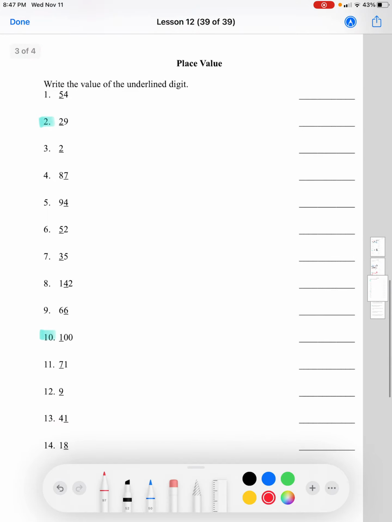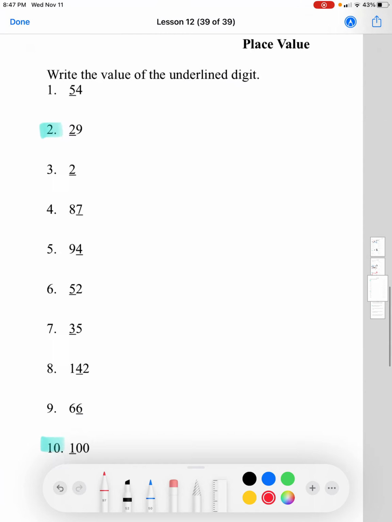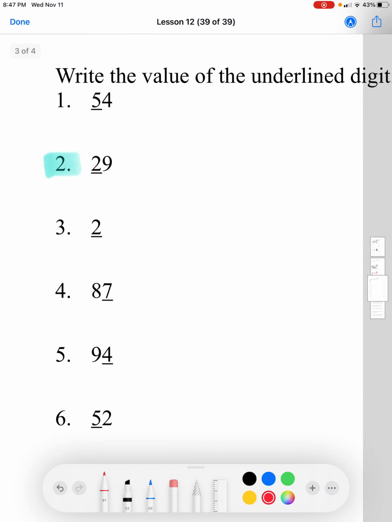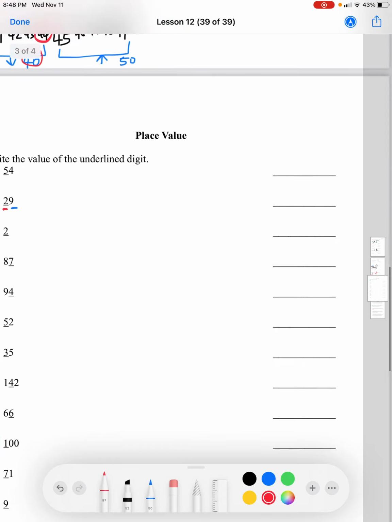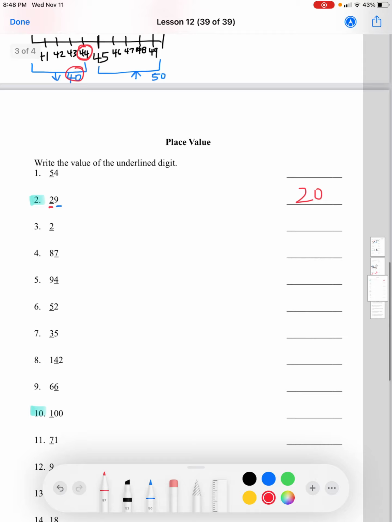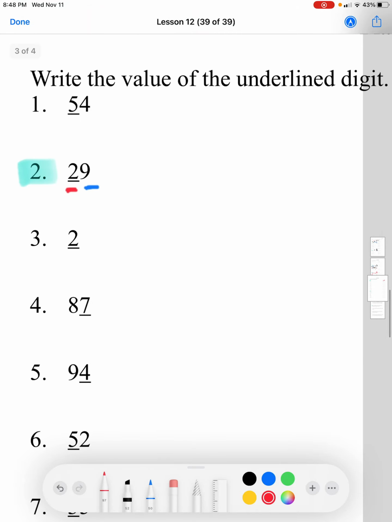Now let's do place value. We'll just do two short examples. We have 29 here. Again, this is the ones place, and this is the tens place. And the tens place is underlined, right? So the value of the 2 in the tens place is 20. Basically, what you're doing is you're going to take the underlined number and then replace all other numbers with 0. So we have 2, which is the underlined number, and then this 9 will become 0.